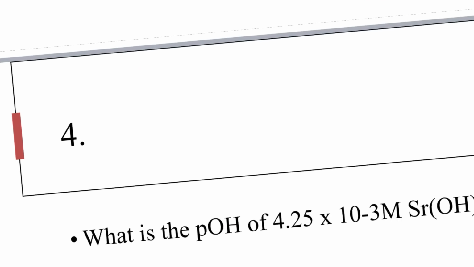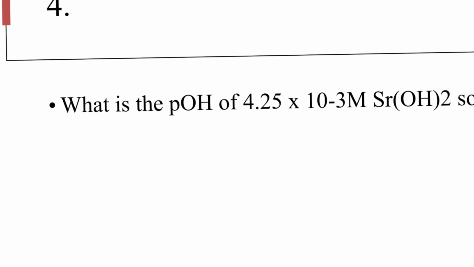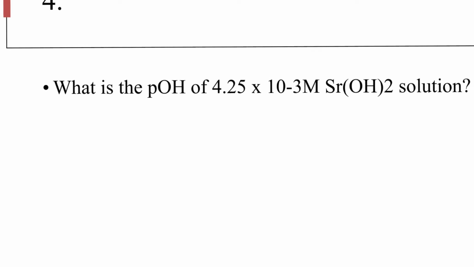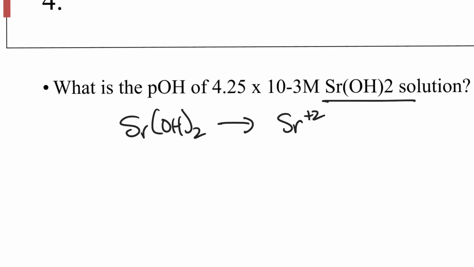All right, let's look at the next question. It asks, what is the pOH of a 4.25 times 10 to the negative third molar Sr(OH)2 solution? The first thing we want to do, like always, is write out the dissociation of this compound. We have strontium hydroxide. Strontium is a group 2 metal, so we know it's a strong base and it's going to break up completely. So we have Sr2+, and then there are 2 hydroxides, so 2OH minus.